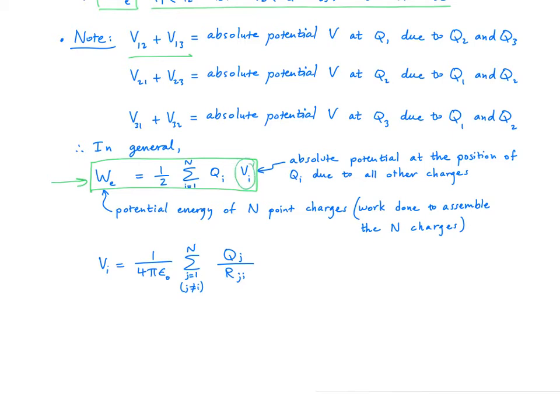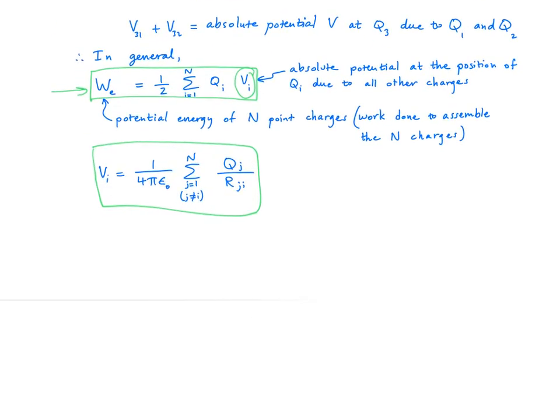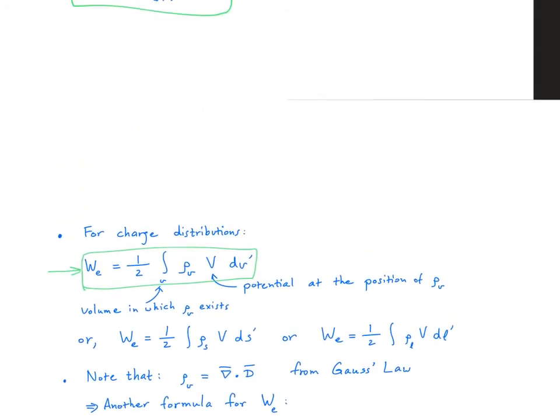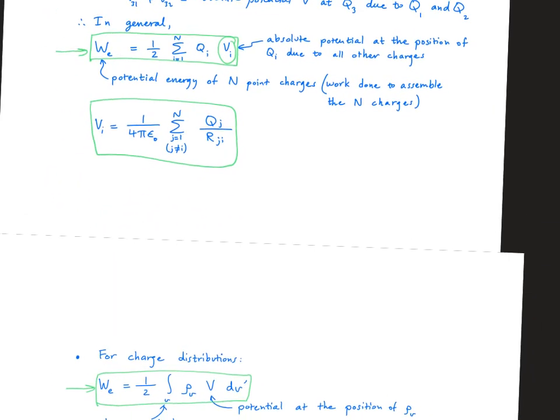So as we've seen, Vi here is the absolute potential at the position of the ith charge or point charge due to all other charges. And We is the potential energy of n point charges, or work done to assemble the n charges. Okay, so remembering that we can substitute the potential as this sort of superposition, then we move on to see that for charge distributions, the total electric or electrostatic energy is equal to this quantity. So remember where this comes from. This will simply come from here.